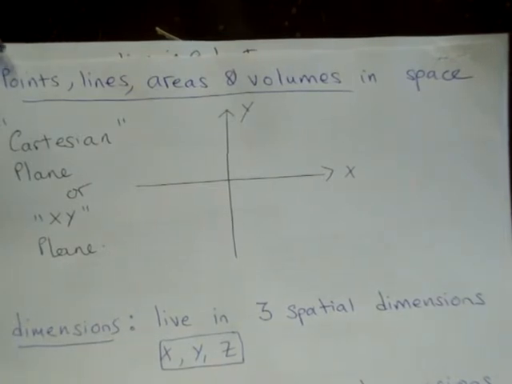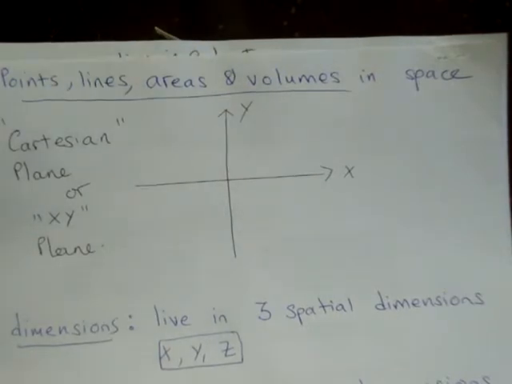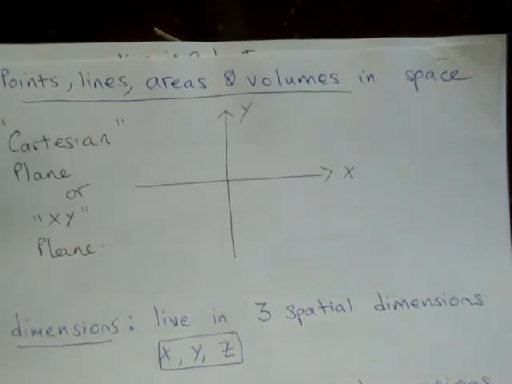So we're going to talk about points, lines, areas or planes, and volumes in space. This here is the XY plane, and as I've said before, it's also called the Cartesian plane. So if you hear your teacher saying the word Cartesian plane, no need to panic. It's just the XY plane, and you've probably drawn a thousand of those. Now, what you may not have asked is, what does the word plane mean? If you have, well done, that's great. If you haven't, let's look into that.